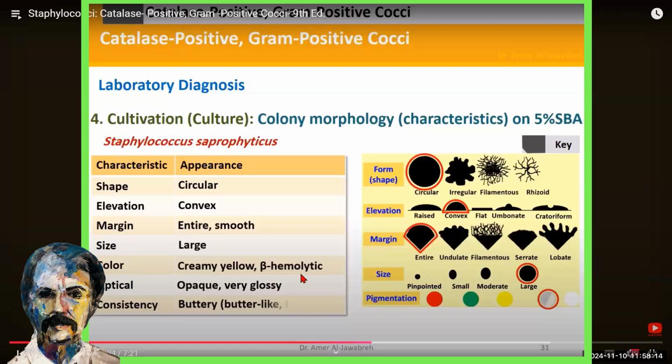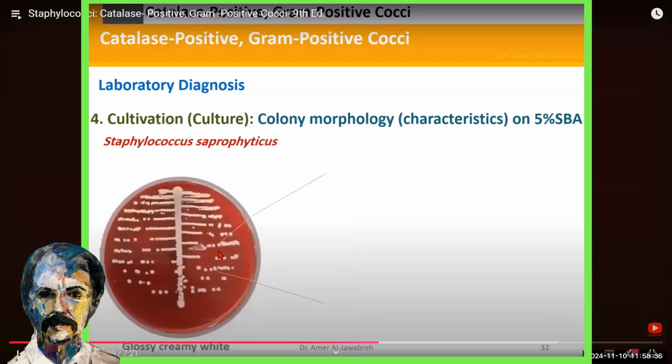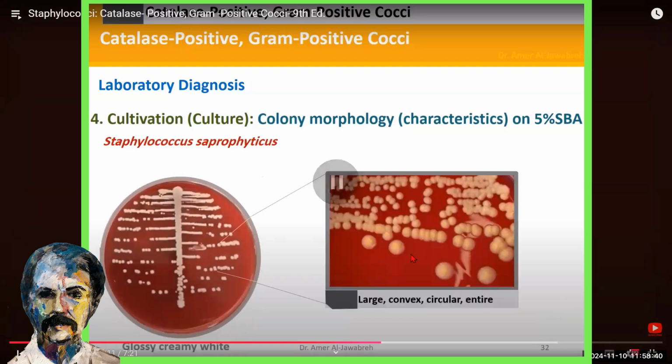Butyrous is butter-like. You know what butter is? Yes. So when you take it, let's say you have it on the plate, 5% SBA, and with the loop, it cuts like butter. So it's butyrous. That's how it looks. See? The colonies are large and have some yellowish color.